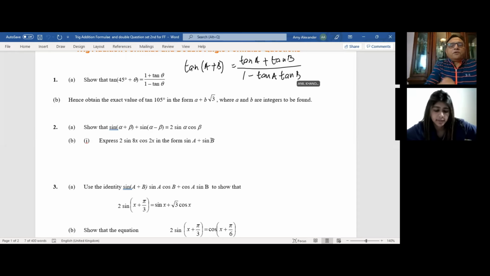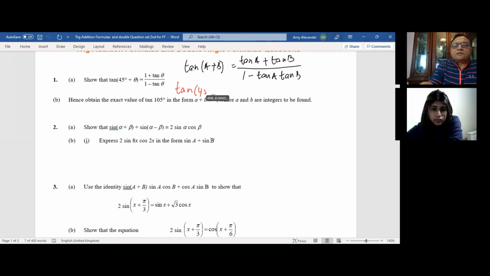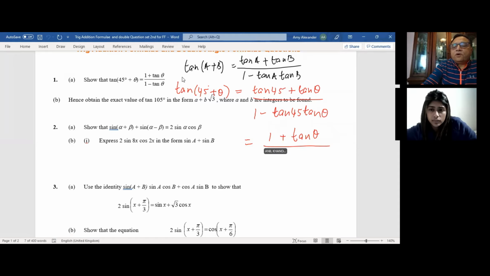So if you have tan of 45 plus theta, then let me just use a different ink to write down what is tan of 45 degrees plus theta. So replace tan A with 45. So you get tan of 45 plus tan of theta divided by 1 minus tan of 45 tan of theta, correct? Yeah. And as you're saying, tan of 45 is 1. So we get 1 plus tan theta in the numerator divided by 1 minus tan theta in the denominator. Perfect. So that is how we'll do part A.